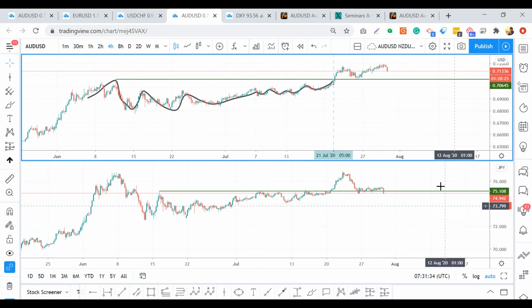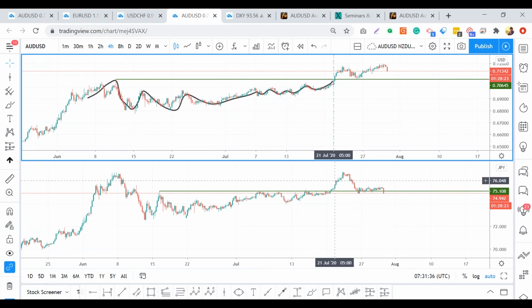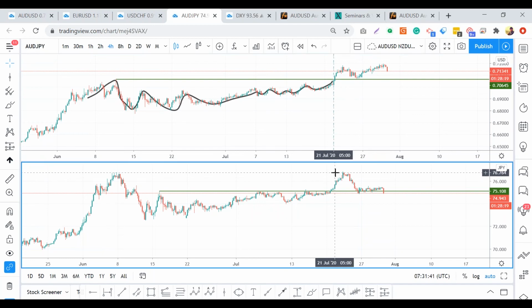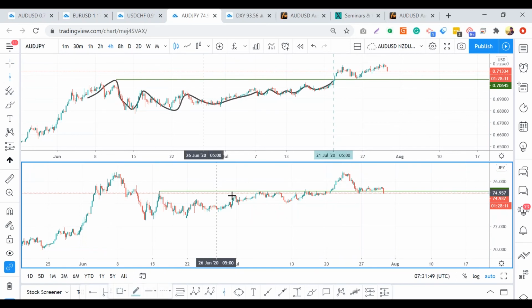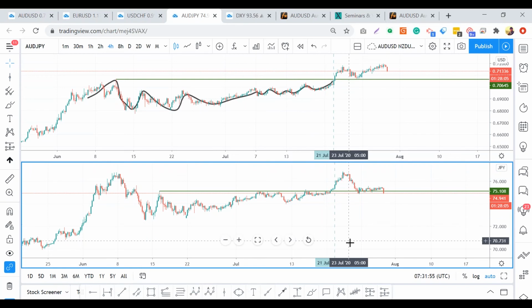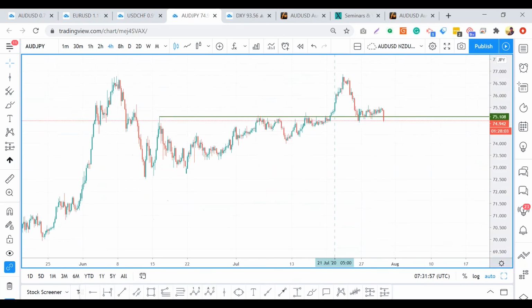Okay, there we go. So you can see at this line what was happening to Aussie yen. This is Aussie yen below, right? Aussie yen has just broken out. I'm just going to add a line, okay? The equivalent where this happens on Aussie dollar, this is what is happening on Aussie yen. Let's take a look.